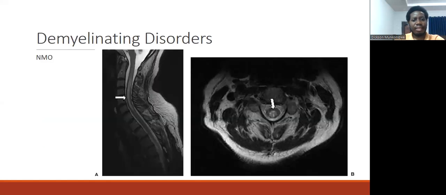So this is another image of neuromyelitis optica, where the axial segment of the spinal cord tends to show rather central affectation of the spinal cord, as opposed to multiple sclerosis, which was more in the periphery.